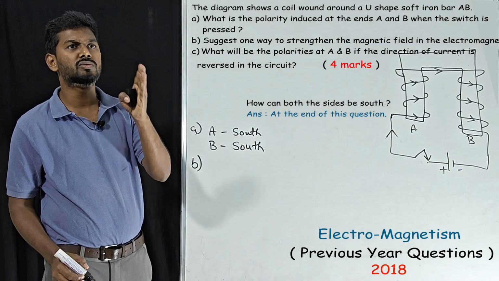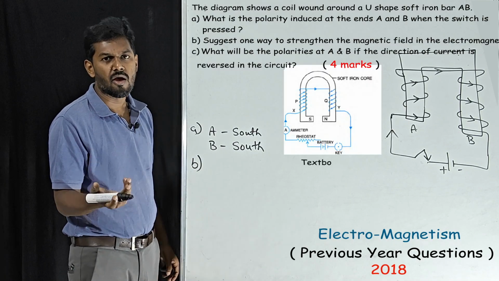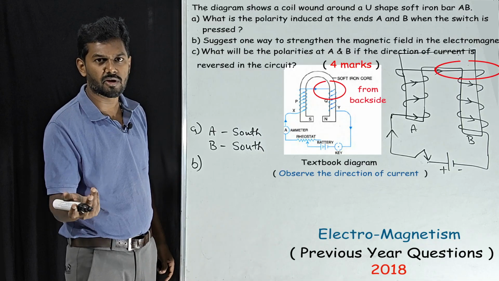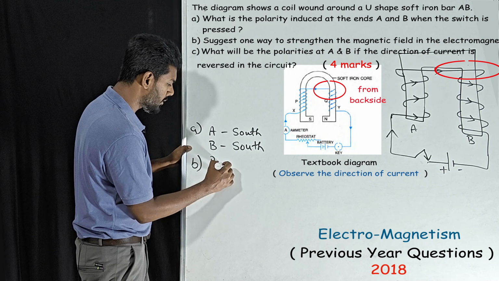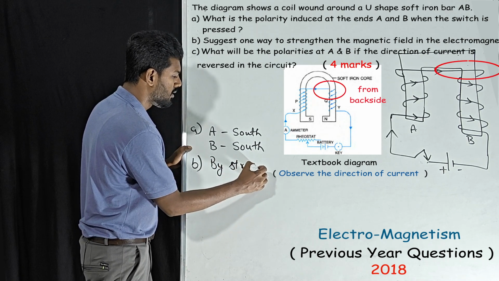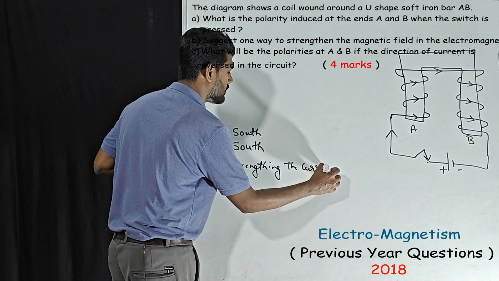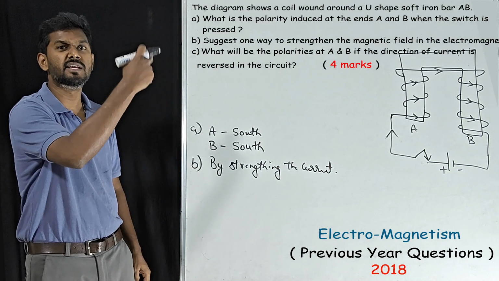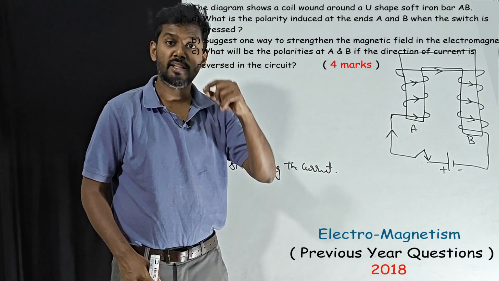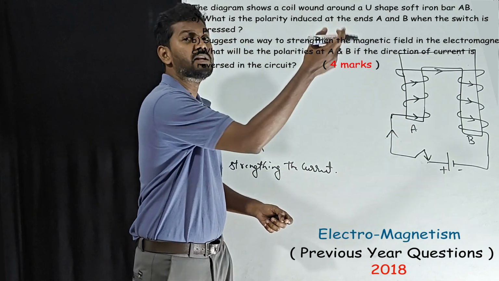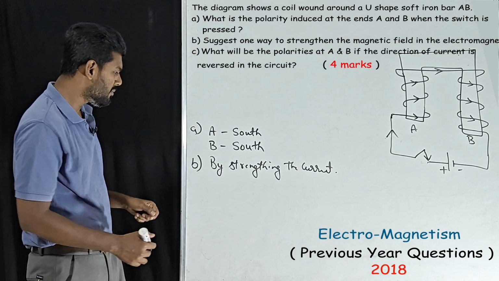State one way to strengthen the magnetic field in the coil. By increasing the magnitude of current, or strengthening the current value. Or you can write by increasing the number of turns of the coil. See, this complete thing is one coil. In that one coil we are increasing the number of turns of the coil. So in that way also we can increase the strength of the magnet.